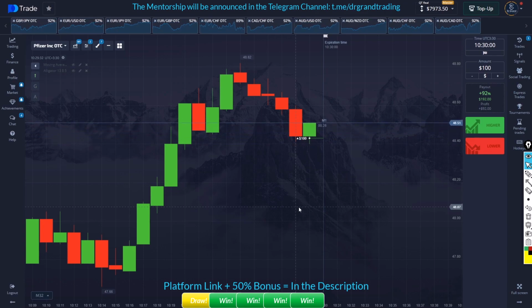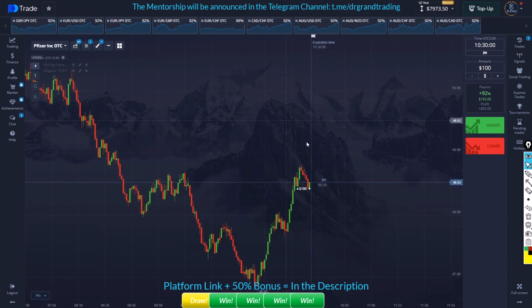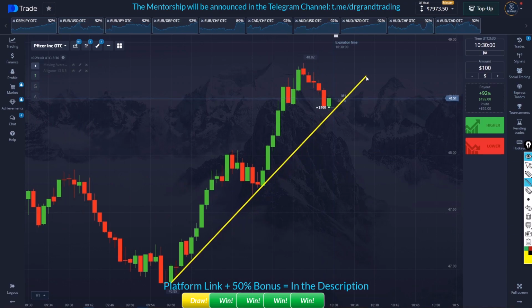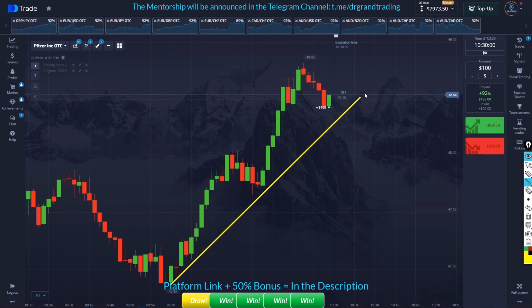I will explain the reason after this candle closes. Okay, we have a minor, let's say, uptrend. And we have this trend line, almost hitting the trend line. Let me just draw this exactly from. Yeah, it's not hitting, but it's still there.